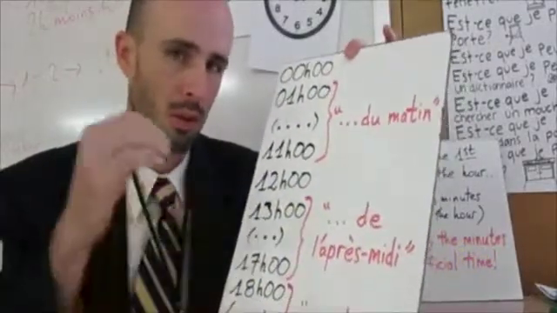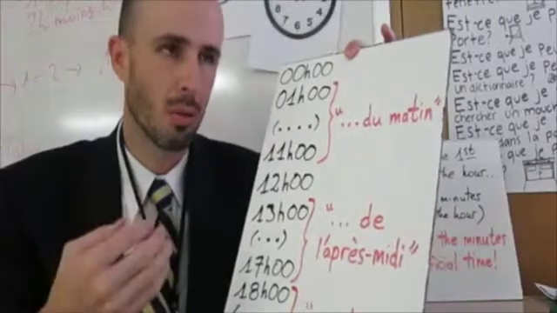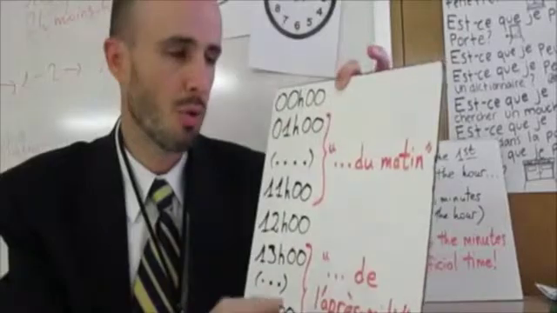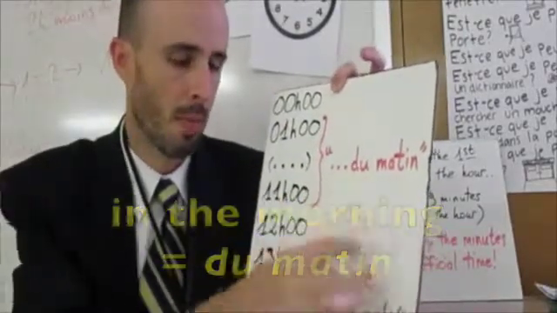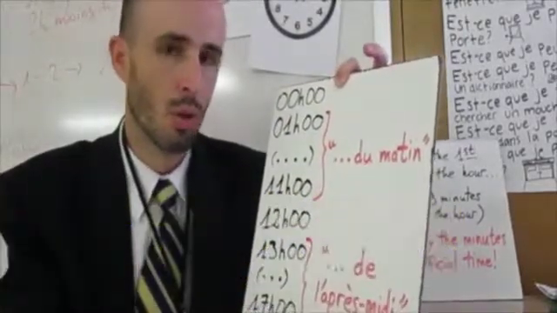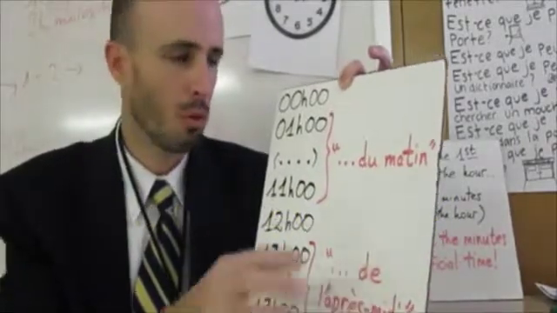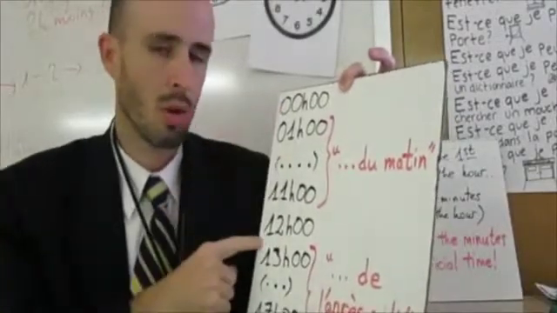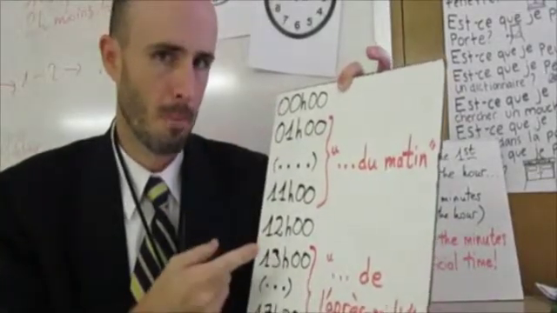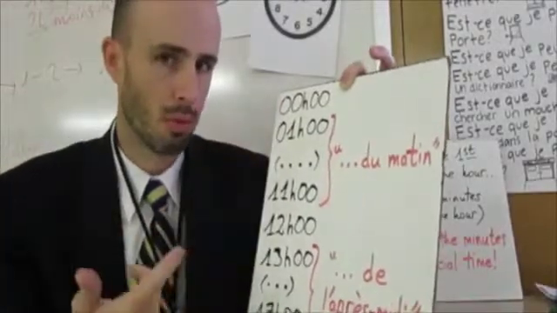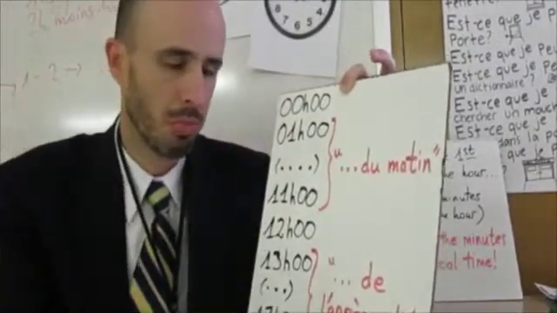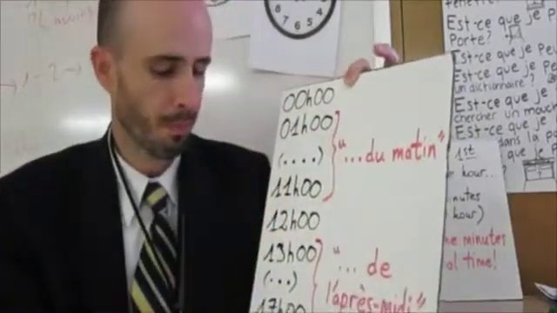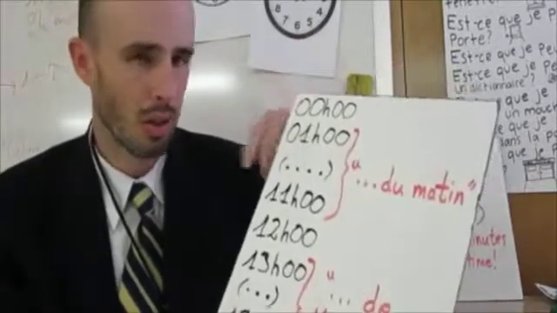So again, to specify at what time of the day, to eliminate any ambiguity, you add after the expression either du matin, de l'après-midi, or du soir. Notice you wouldn't actually use these with either minuit or midi, because they only happen once in the day, so you wouldn't need to add anything else. Don't add an expression after these two. But that should get us through the day.